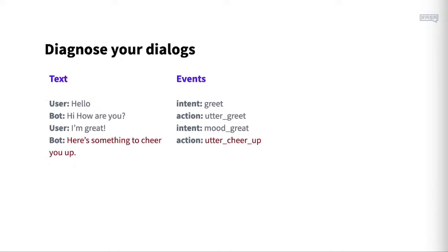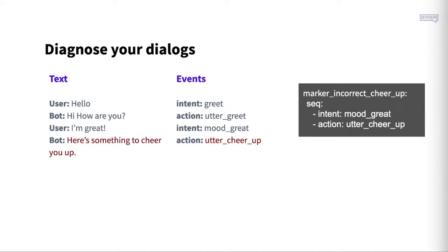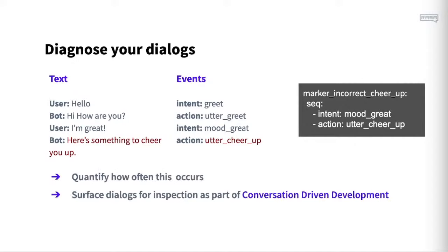In addition to defining and tracking your KPIs, you can also use markers to diagnose your dialogues. For example, suppose you notice a negative pattern in one of your dialogues. Maybe your bot attempted to cheer up a user after they've expressed a happy mood. You can describe this pattern with a marker condition and apply it to your dialogues. This would allow you to quantify how often this pattern occurs and surface relevant dialogues for inspection as part of conversation-driven development. Let's look at a quick demo of markers to see how the feature works and what the output looks like.